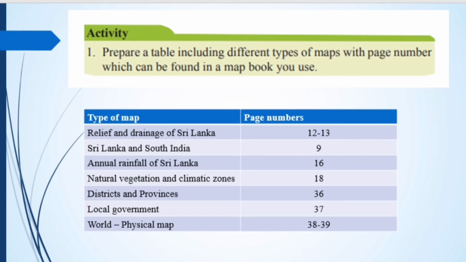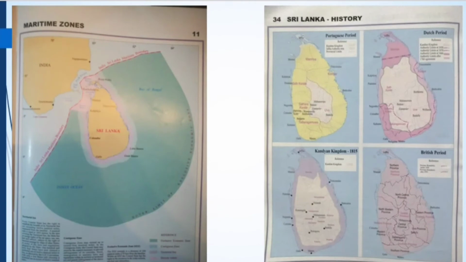According to the book that I use, type of map: relief and drainage of Sri Lanka, page numbers 12 and 13. Sri Lanka and South India, page number 9. Annual rainfall of Sri Lanka, page number 16. Natural vegetation and climatic zones, page number 18. Districts and provinces, page number 36. Local government, page number 37. World physical map, page numbers 38 and 39. Here are some examples of different thematic maps with page numbers.